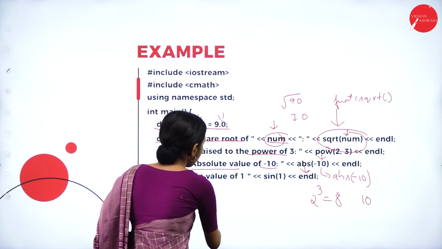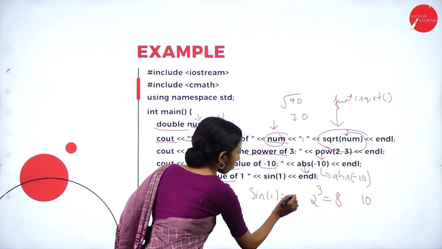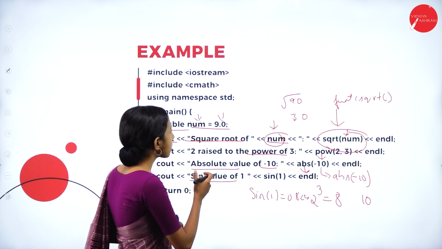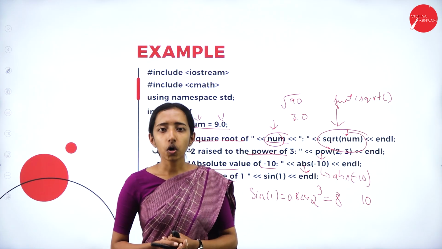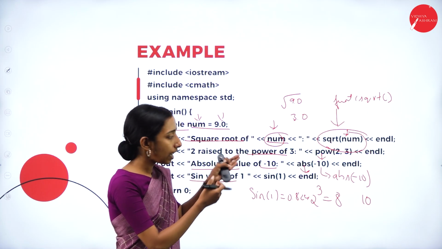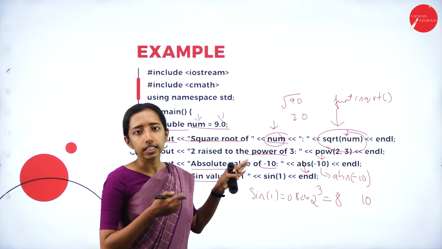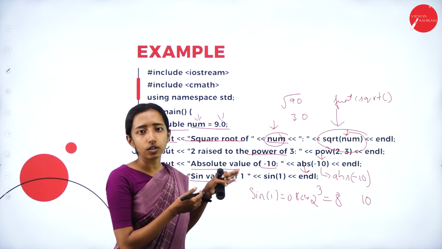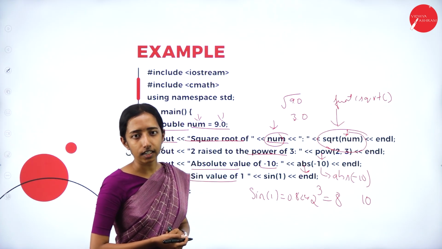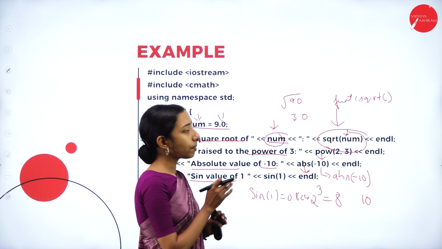Next we have the sine value of 1. What is the value of sin 1? It may be something like 0.84, some sine value we will get. So this is about the math library functions. In the output screen we will get the values of what we have passed as functions: square root, power, abs and lastly sin. These are the simple math library functions we are using in the C++ program. We can also use others like round, floor, tan, cos. So this is a simple example.